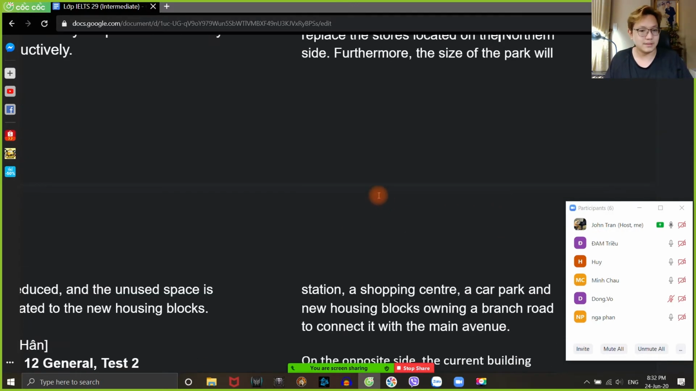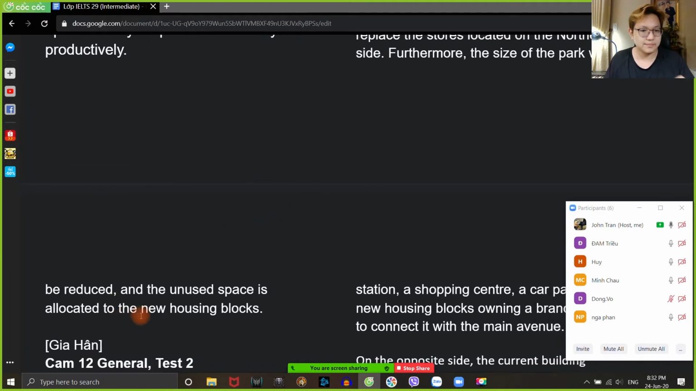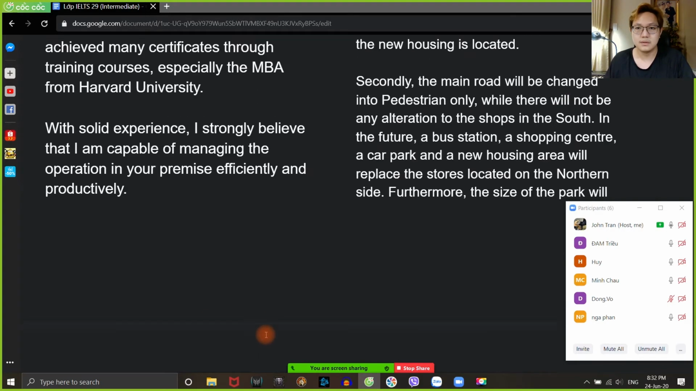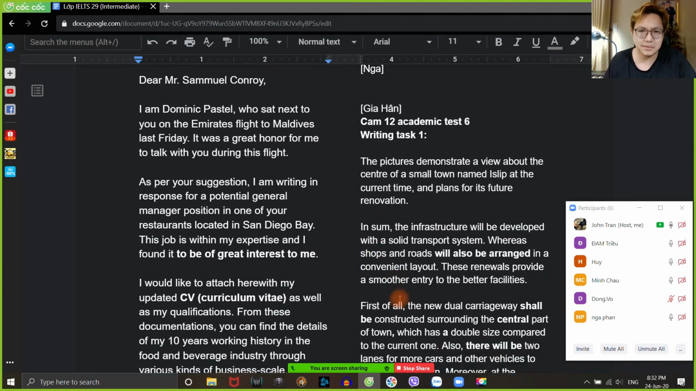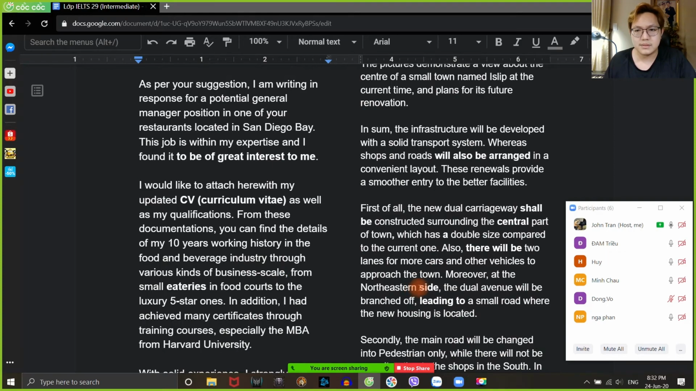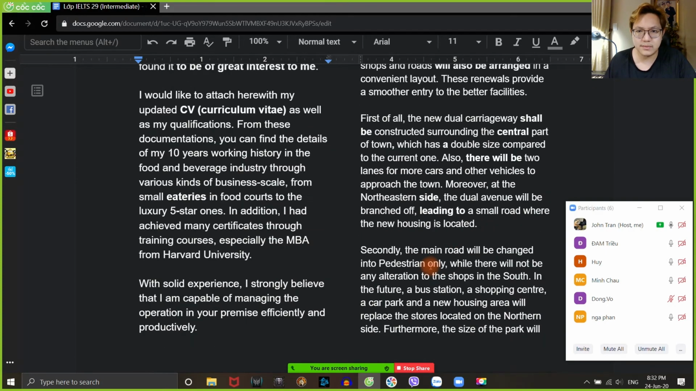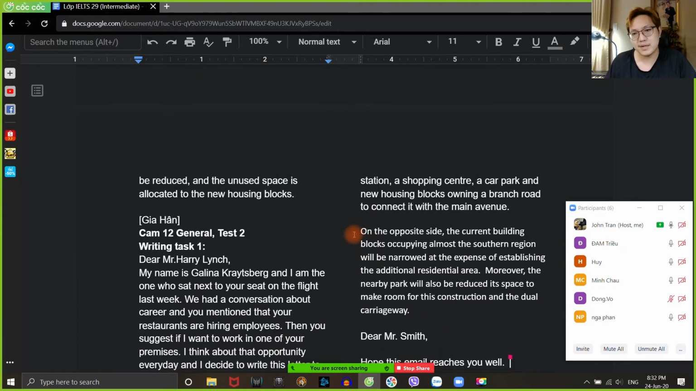Furthermore, the size of the park will be reduced. And the unused space is allocated to new housing blocks. Okay. Ok, bạn phạm khá nhiều lỗi trong cái bài này nha. So there's a lot of mistakes in this, right, actually. But most of them are just like, you know, small mistakes. It's not something major. Không phải cái gì mà quá là lớn để có thể bị xuống band 5, to be reduced to band 5.